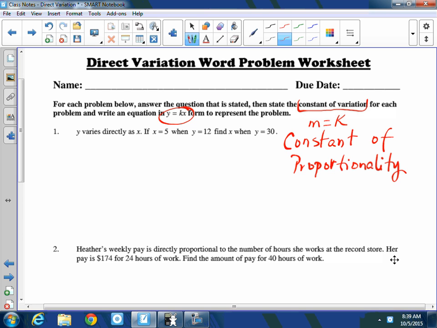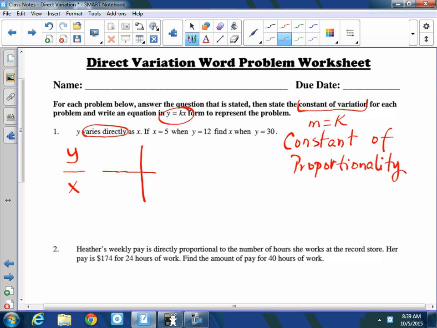All right. If y varies directly as x, x equals 5 when y equals 12. Find x when y equals 30. Don't panic. What did we do for the other one? Y divided by x, didn't we?